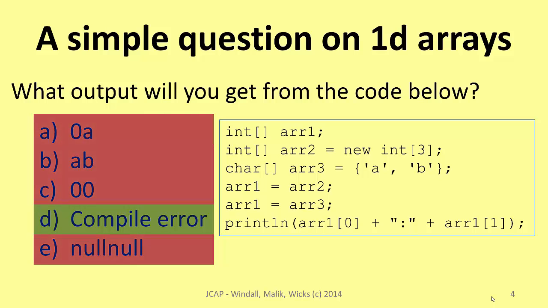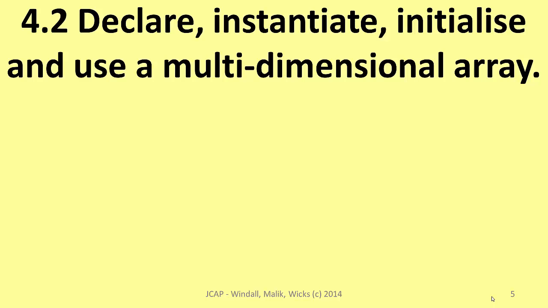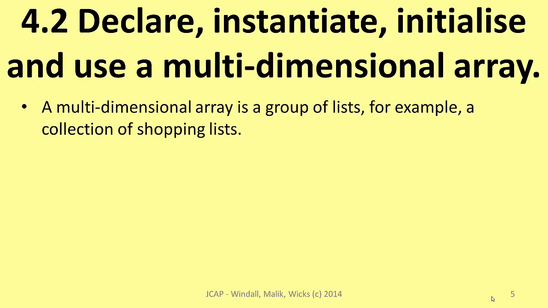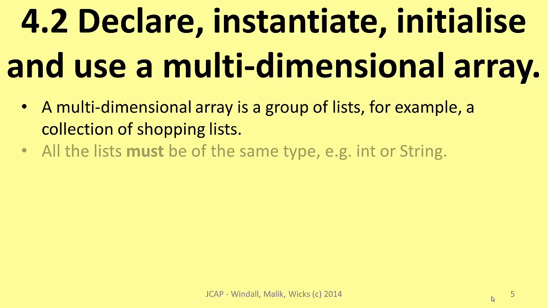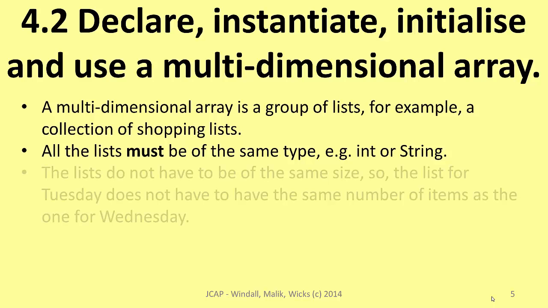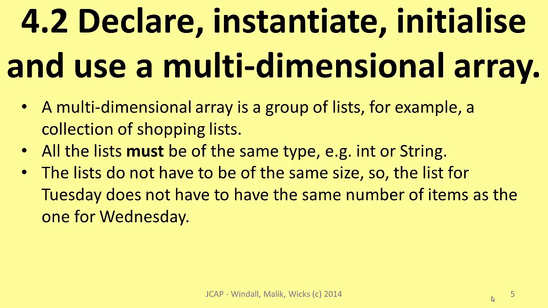So let's move on to multi-dimensional arrays. A multi-dimensional array is a group of lists, for example a collection of shopping lists. All the lists must be of the same type, so they must all be integer or string or student. The lists do not have to be the same size, so the list for Tuesday does not have to have the same number of items as the one for Wednesday.